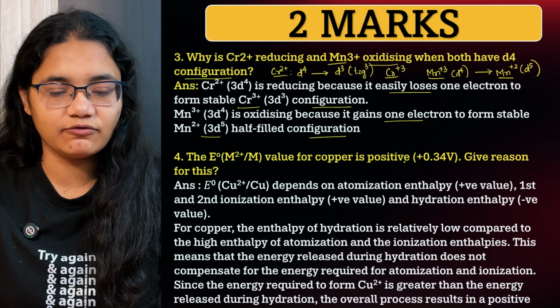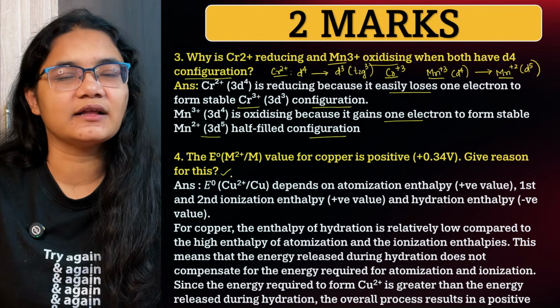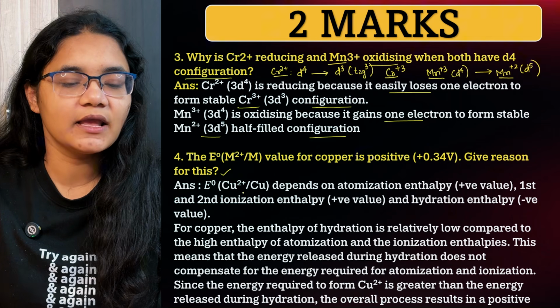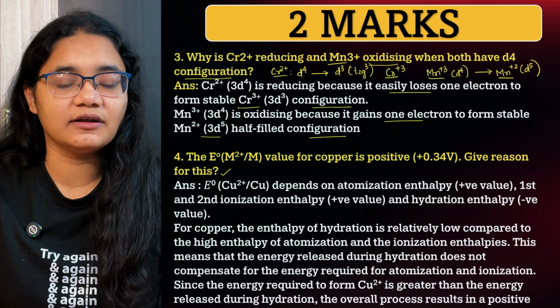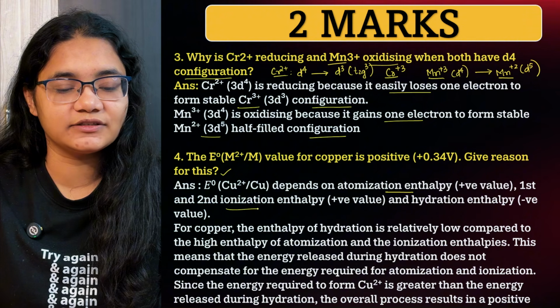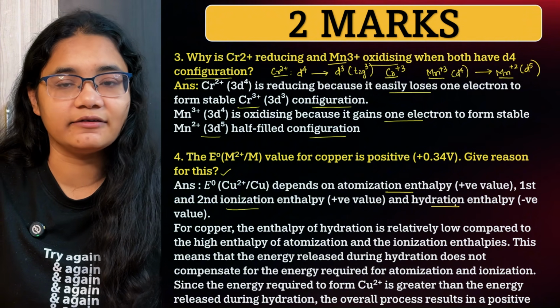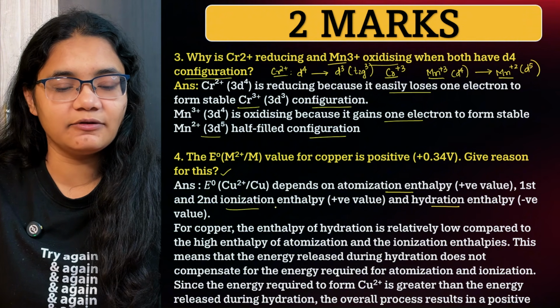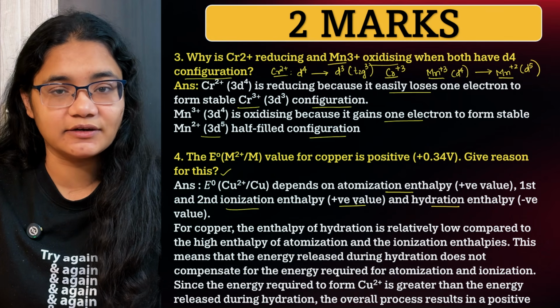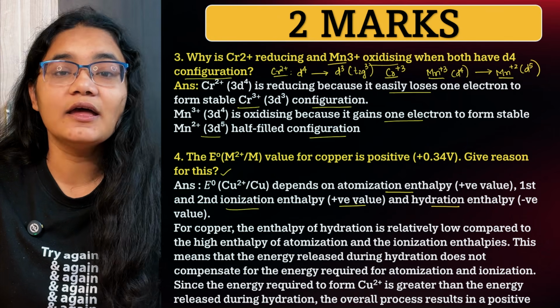Next, the E naught value of copper is positive. Give reason for this. This answer is slightly lengthy, but you have to understand here that E naught value depends on certain factors like atomization enthalpy, first and second ionization enthalpy, and the hydration enthalpy. The atomization enthalpy, first and second ionization enthalpy are positive values, whereas hydration enthalpy is a negative value.